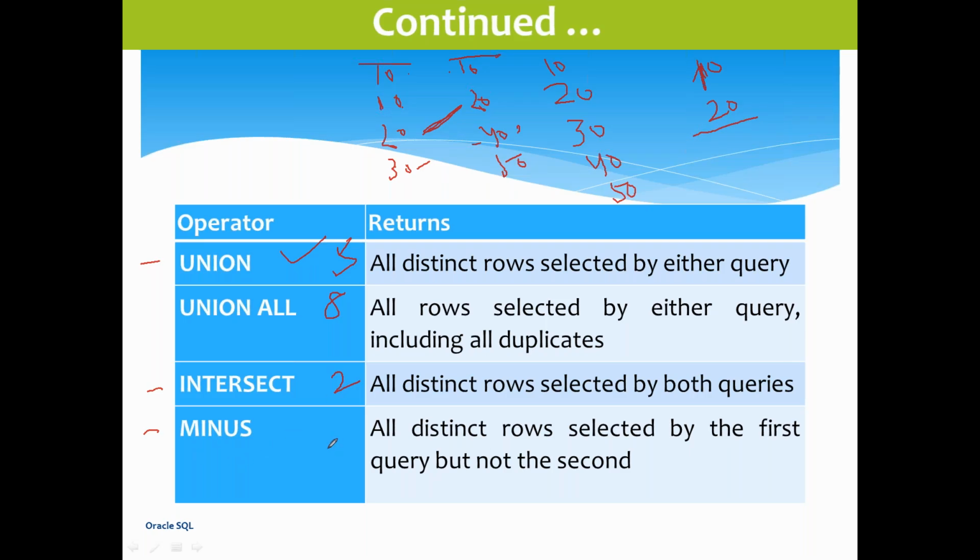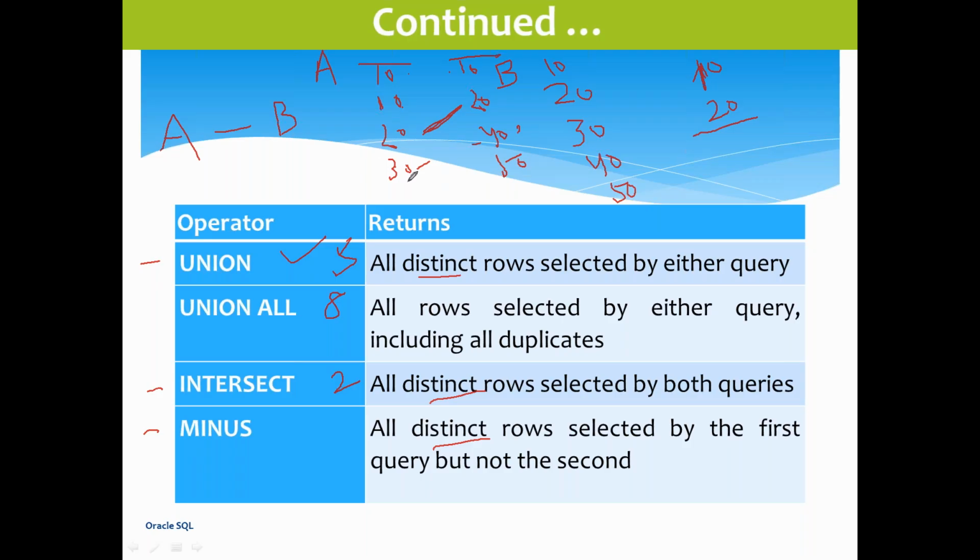Now next is minus. So distinct in union, distinct in intersect, distinct in minus. In this minus, what will it display? All distinct rows selected by the first query, but not the second. So here also only distinct rows will display, but A minus B. Suppose this is set A and this is set B. If we do A minus B, then the values present in A but not in B will display, and again distinct is applied.